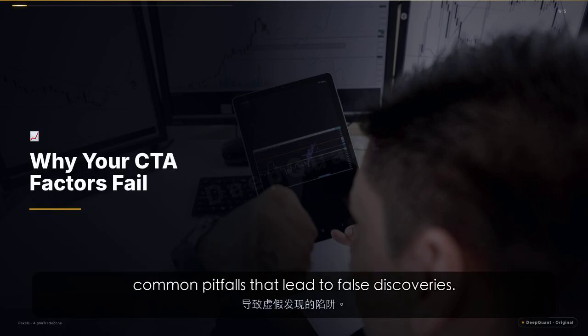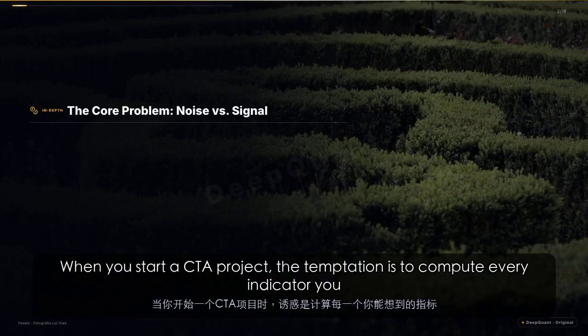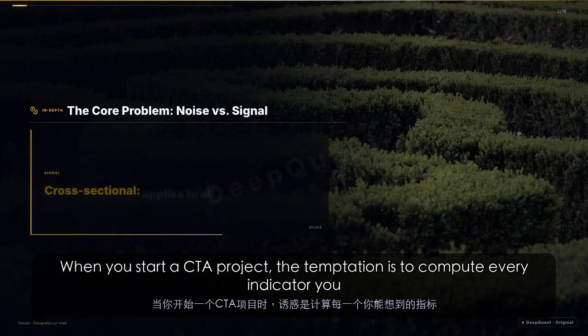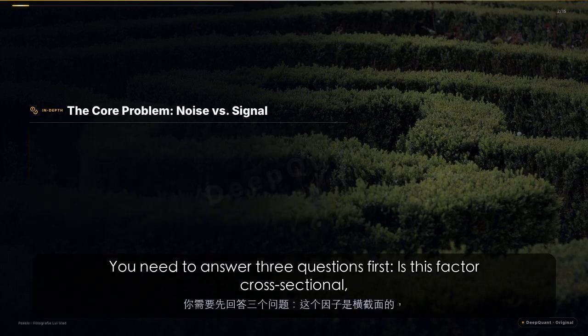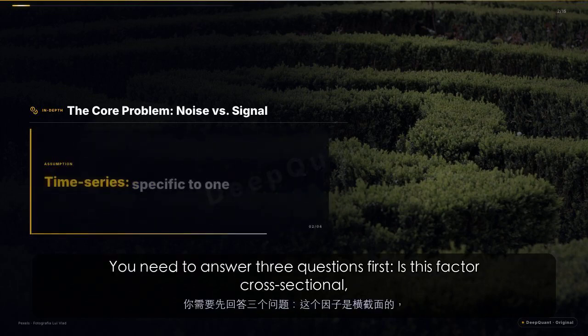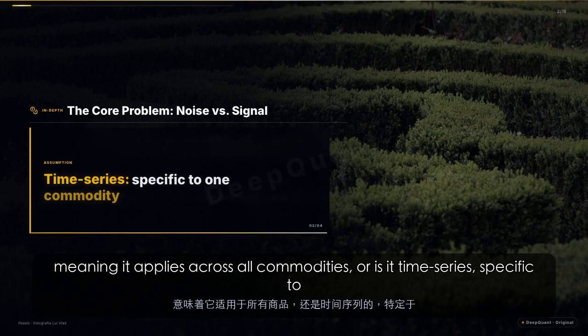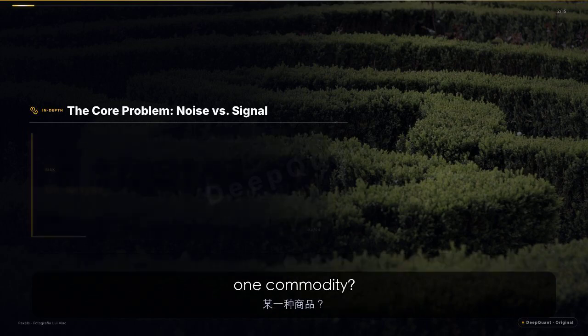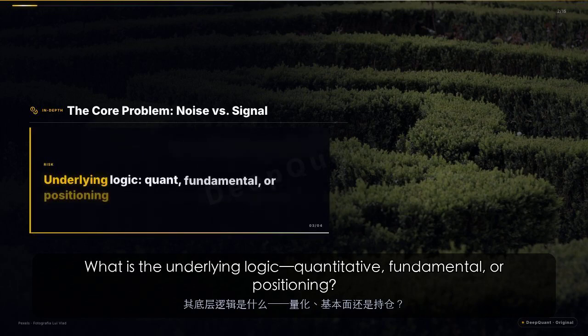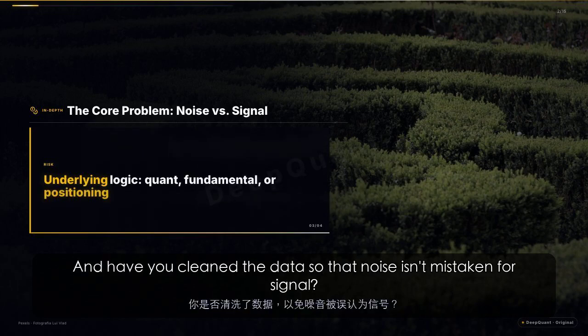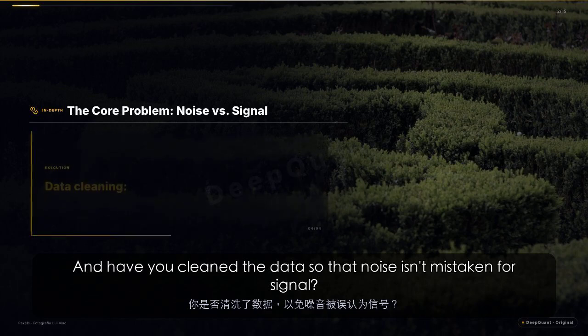false discoveries. When you start a CTA project, the temptation is to compute every indicator you can and run a backtest. But that's a lottery. You need to answer 3 questions first. Is this factor cross-sectional, meaning it applies across all commodities, or is it time series, specific to one commodity? What is the underlying logic: quantitative, fundamental, or positioning? And have you cleaned the data so that noise isn't mistaken for signal?